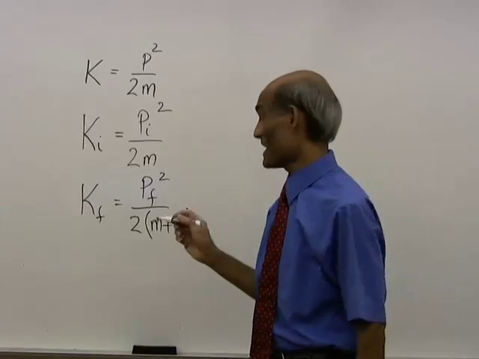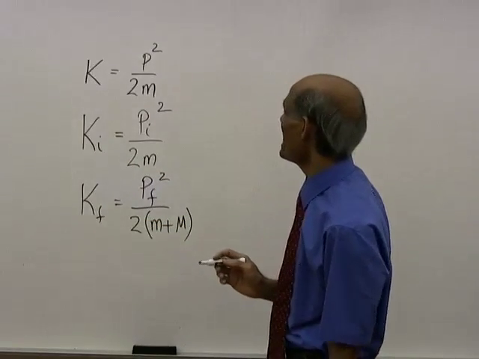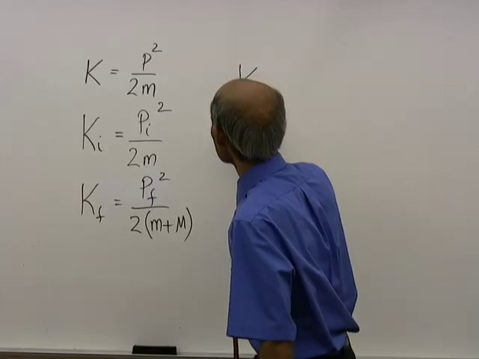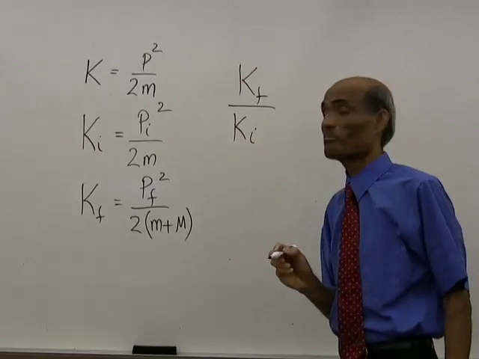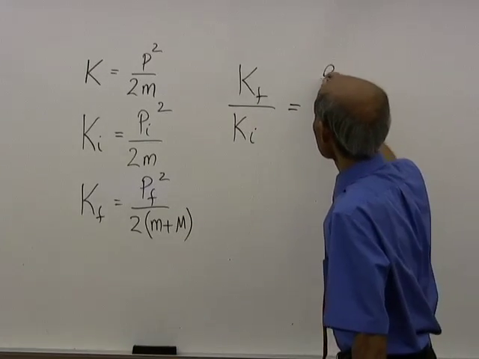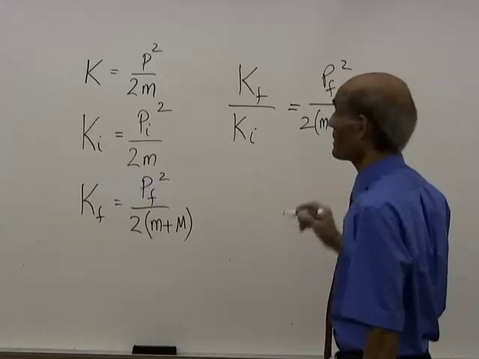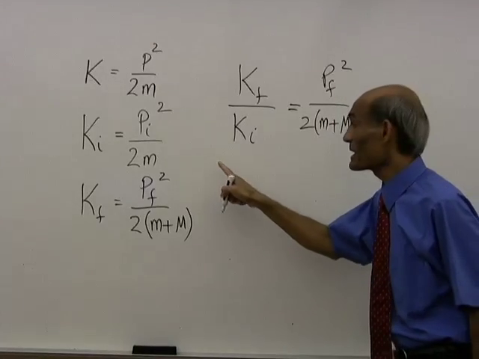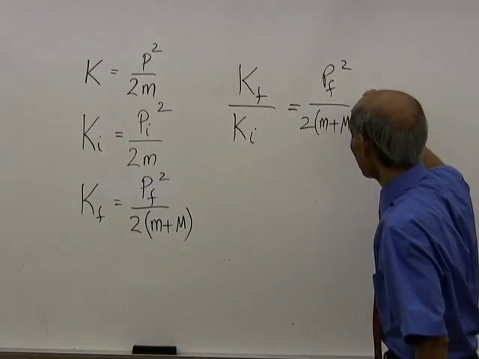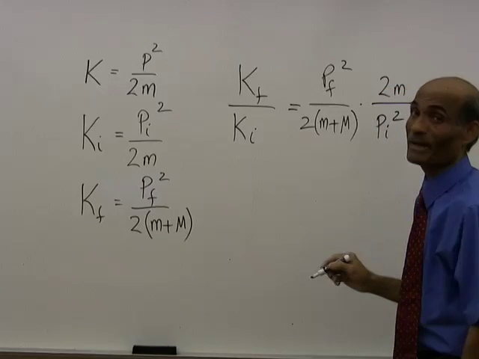You can now use these two equations to establish a relation between initial kinetic energy and the final kinetic energy. Now tell me, let's divide Kf by Ki. What's that equal to? Kf is this value, Pf squared divided by 2 times (m plus M). Divide that by Ki. Well, dividing is the same as reversing and multiplying. So that will be 2m divided by Pi squared.